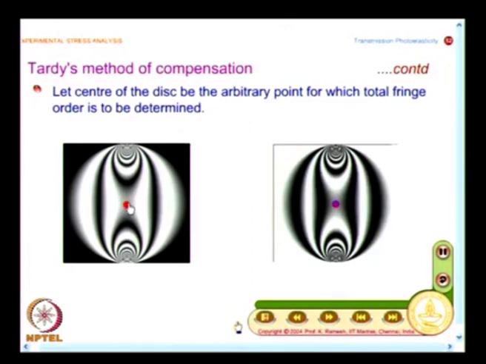This is exactly at the point of symmetry. So, the x and y axes themselves function as principal stress directions. We will verify it. We will also see the isoclinic, because in any compensation technique, my first step is to find out the isoclinic at the point of interest.